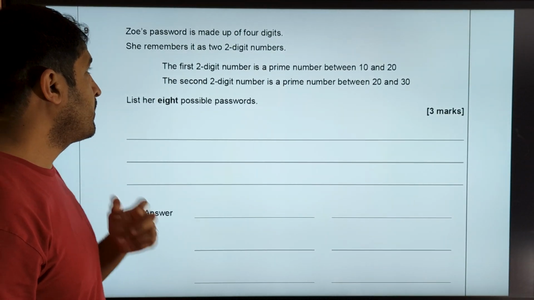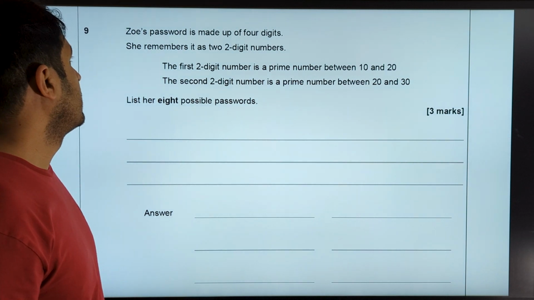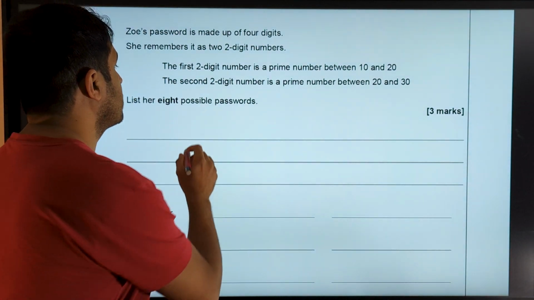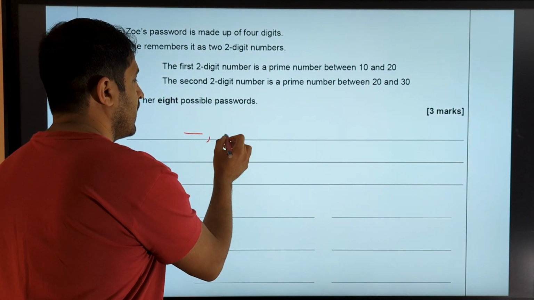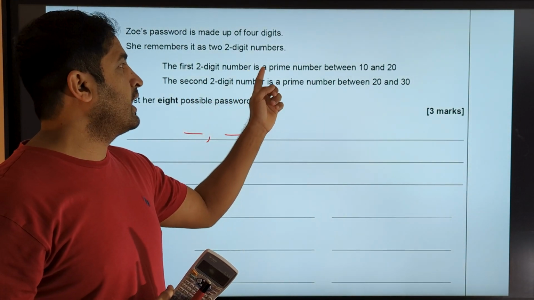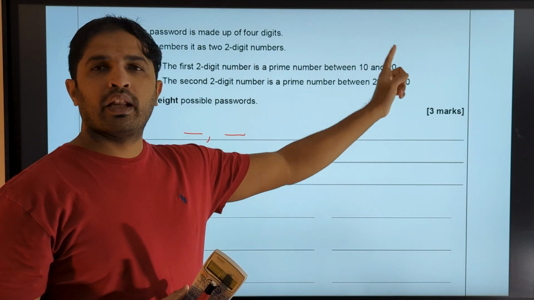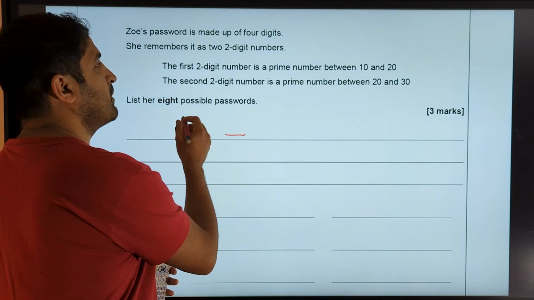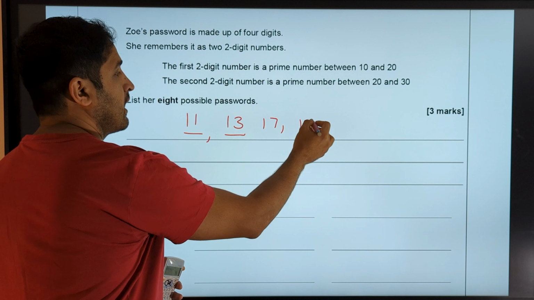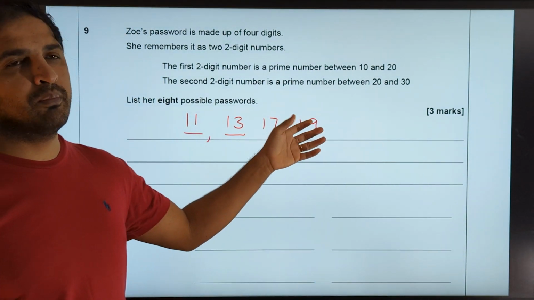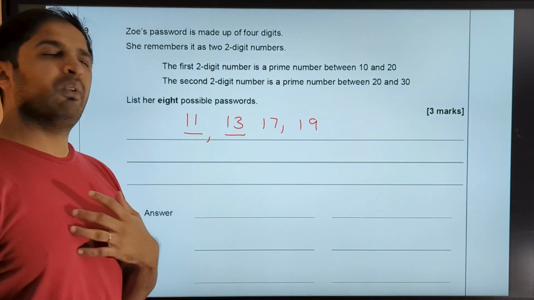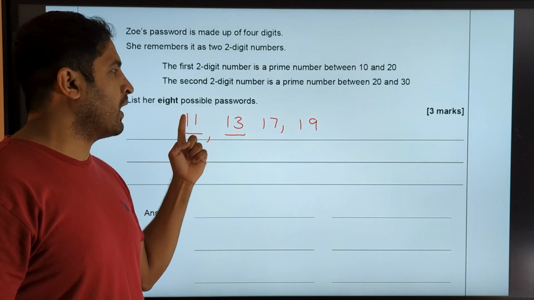Zoe's password is made up of a 4-digit number. She remembers it as a 2-digit number and another 2-digit number, rather than remembering a 4-digit number. The first 2 digits are a prime number between 10 and 20. So we can just work out what the prime numbers between 10 and 20 are: 11, 13, 17 and 19. Those are the only 4 prime numbers between 10 and 20. So it could have been any one of those.